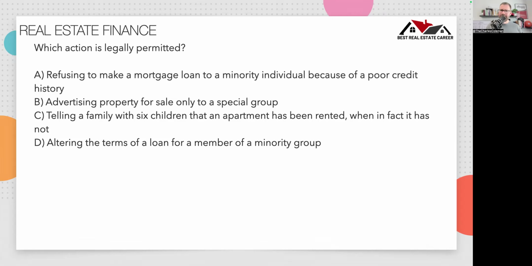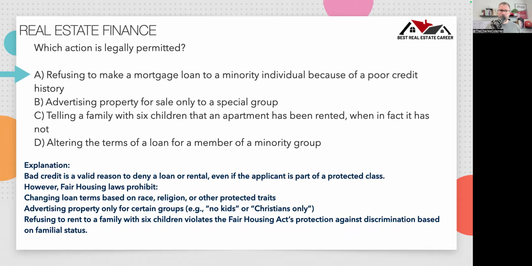Which action is legally permitted? Refusing to make mortgage loans to a minority individual because of poor credit history. Bad credit is a valid reason to deny a loan or rental, even if the applicant is part of a protected class. However, fair housing law prohibits changing loan terms based on race, religion, or other protected traits.